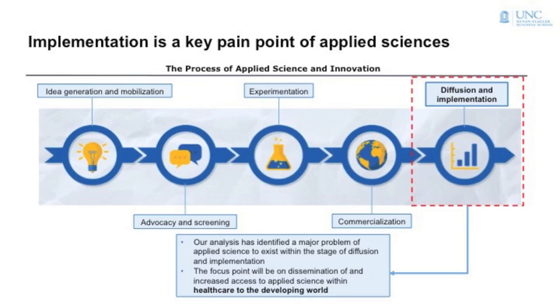We've identified that accessibility is a key issue in applied science. And if we look into the whole process of applied science, starting with generating ideas, screening ideas, to experimentation, commercialization, finally diffusion and implementation, the gist of the problem really exists within the very last stage. The idea of granting adequate access of applied science to those who need them the most dearly fascinates us. And so the focus point will be on dissemination of and increased access to applied science to the developing world, specifically within healthcare, which Nisha will explain why next.